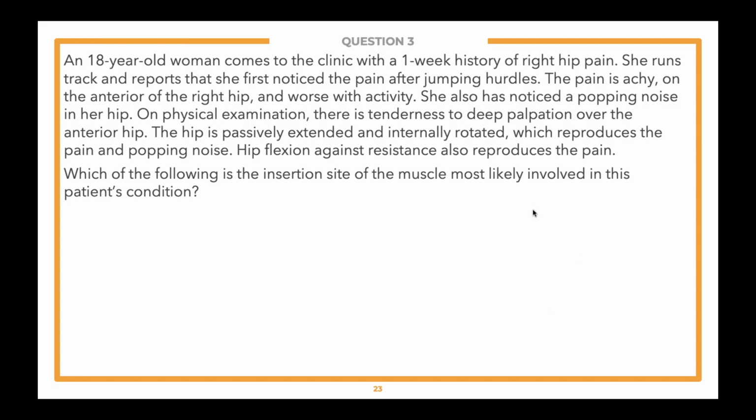Once again, the answer choices are covered up. That is by design. And we will begin with the lead-in. Which of the following is the insertion site of the muscle most likely involved in this patient's condition? I'll give all of you a few moments here to respond in the question box and let us know how many steps you believe this question will require, and then we'll move on to that vignette.